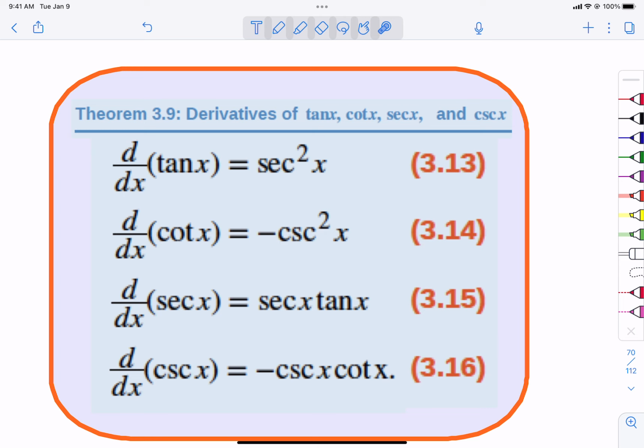Okay, so let me say what that means. The derivative of a sine was a cosine. The derivative of a cosine was a negative sine. See how they kind of flip. The derivative of a tangent is secant squared. The derivative of a cotangent is negative cosecant squared. These ones kind of go together. The derivative of secant, secant tangent. The derivative of a cosecant is negative cosecant cotangent. They're just facts. You got to have them memorized.